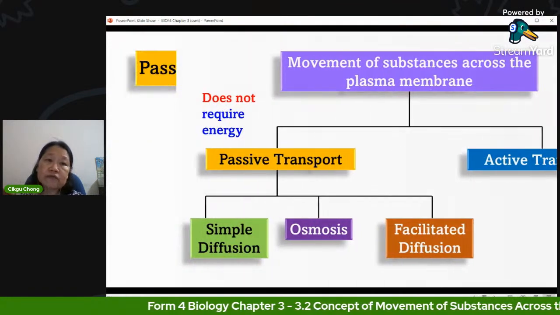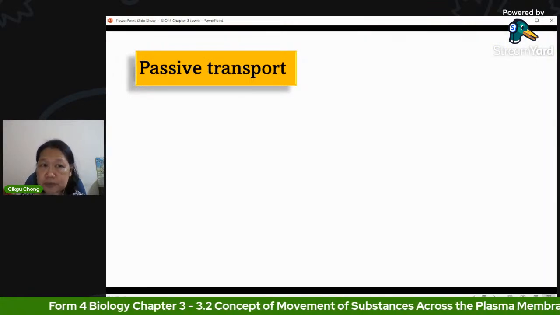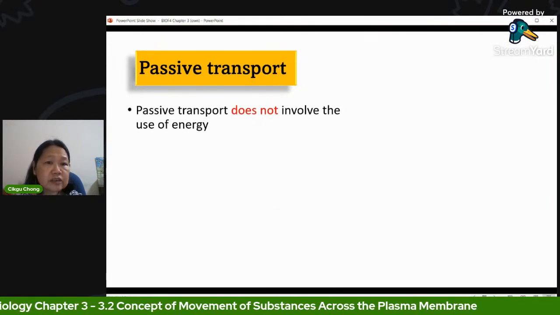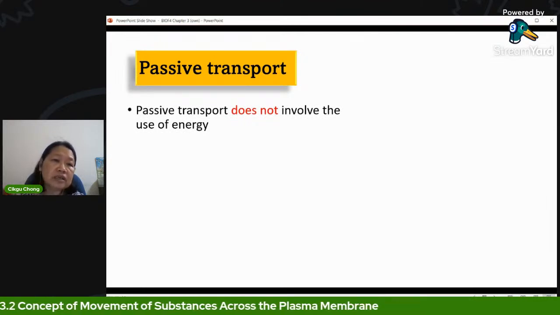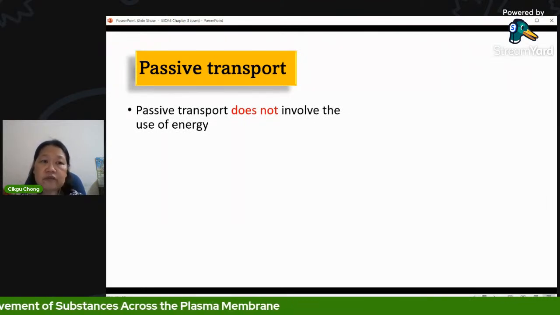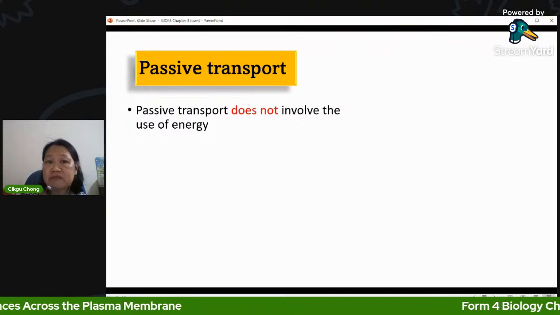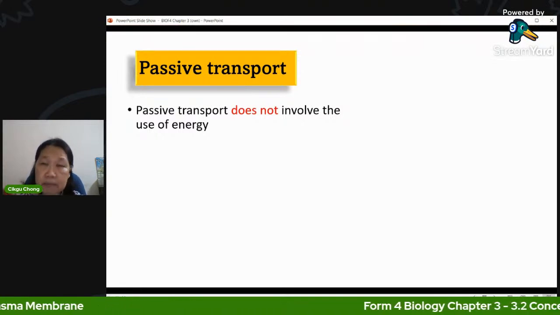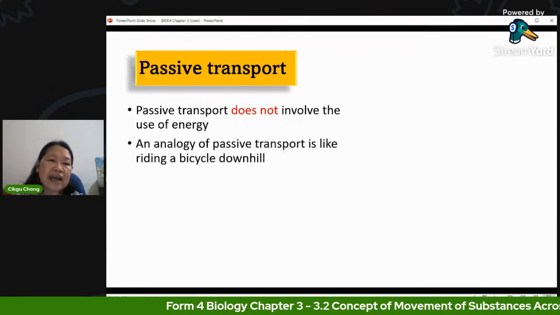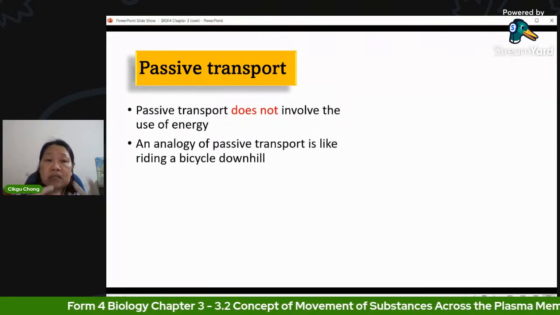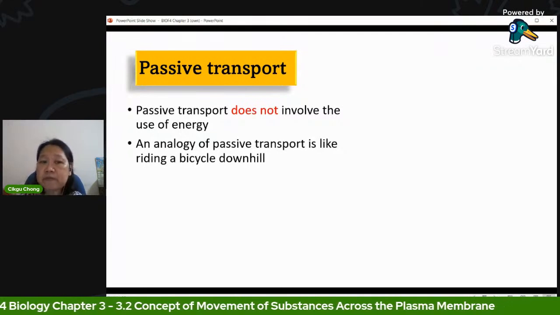All right. So first one, passive transport. Now definition first. Passive transport is the type of transport that does not involve the use of energy. This is the basic definition of why we call it a passive transport. It does not require energy. And then the analogy, that means it's something that is similar. You want to see the concept of passive transport.